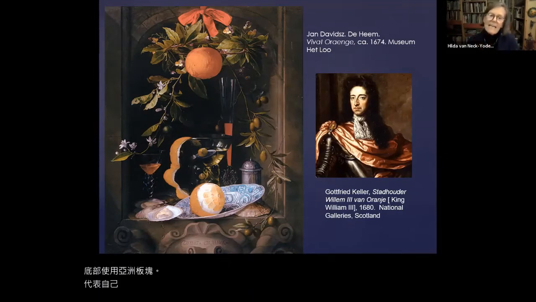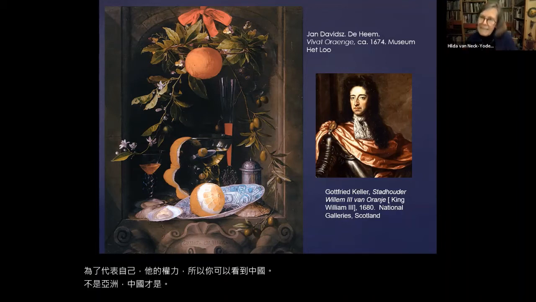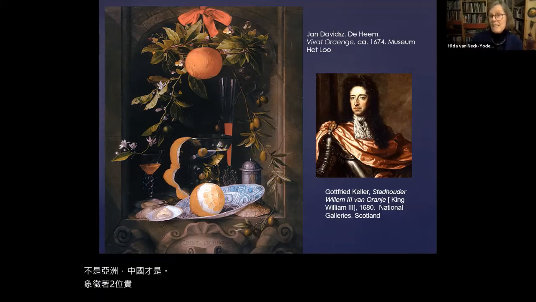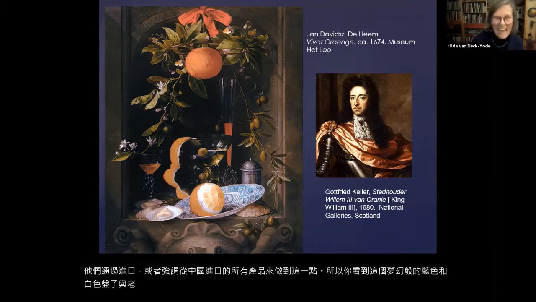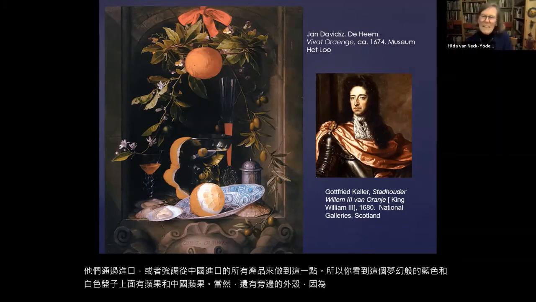So you can see that China, not Asia, China, symbolizes to the nobility in the Netherlands who tried to be internationally recognized. They did so by the importation of, or by the emphasis on, all the imports from China. And so you see this fantastic blue and white plate with the Sinas apple, with the China apple on top of it. And then of course a shell next to it, because that was considered maybe the source of the China plate. Next slide, please.